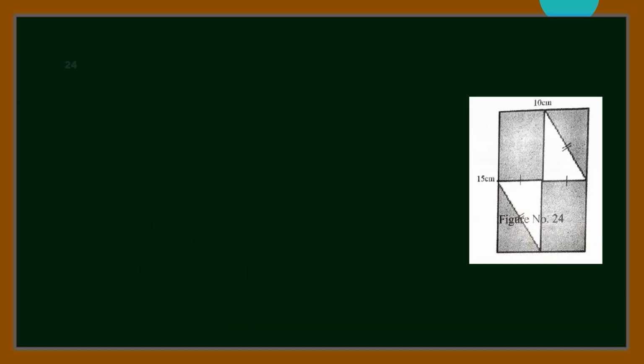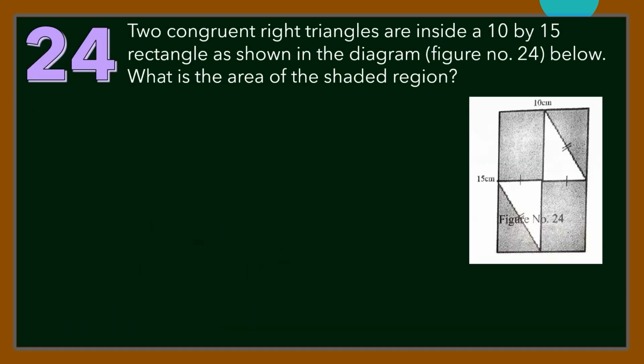Number 24. 2 congruent right triangles are inside a 10 by 15 rectangle as shown in the diagram. What is the area of the shaded region? For our suggested solution, we will use the same solution as in number 23. This is a rectangle with height 15 centimeters and base 10 centimeters. We're going to subtract the area of the 2 congruent right triangles with base equal to 5 centimeters and height equal to 15 over 2 or 7.5 centimeters.